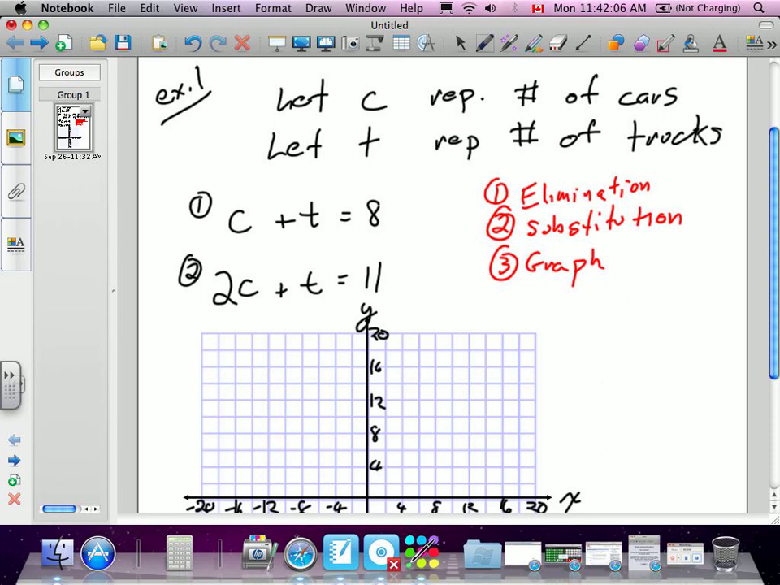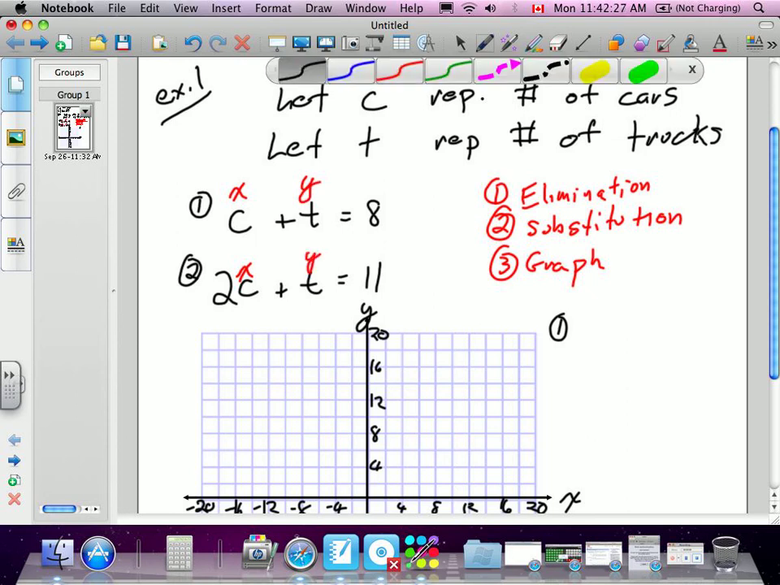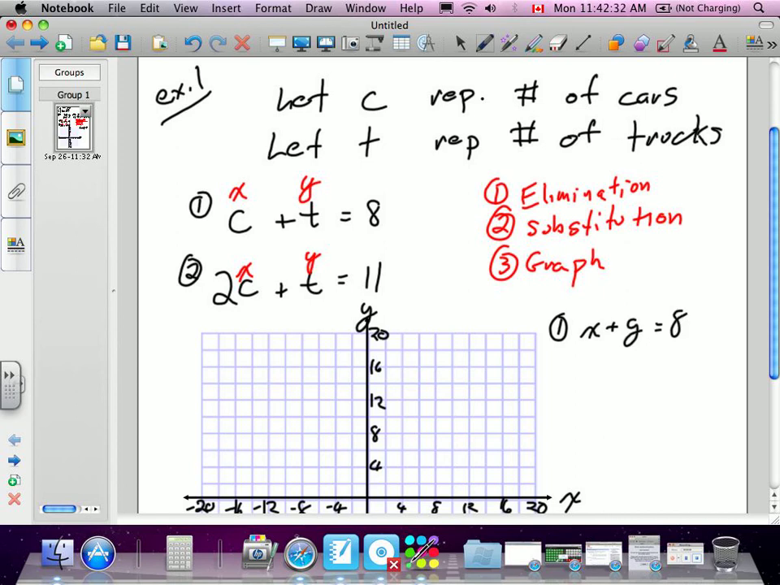Okay? So I'm going to change it so that C becomes X and T becomes Y. So I'm going to rewrite the equations over here. C now becomes X. I'm going to write it on top. And T will become our Y's. So my new equation 1 is X plus Y equals 8. And equation 2 is 2X plus Y equals 11. Now I'm dealing with my X and Y axis. This will be a little easier to look at.